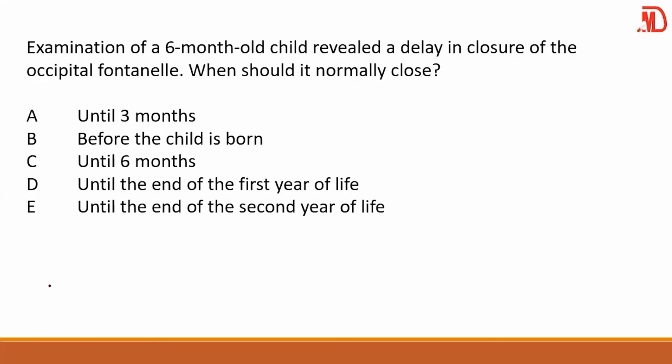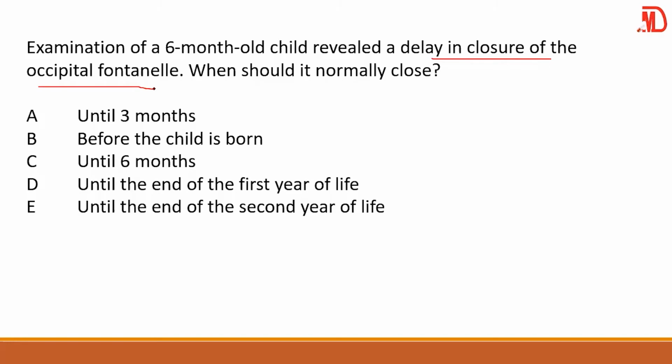Examination of a 6-month-old child revealed a delay in the closure of the occipital fontanelle. Normally we have the anterior and then the occipital. So when is the occipital fontanelle supposed to close normally? Until 3 days. Then the anterior fontanelle is supposed to be closed at 7 to 18 months.